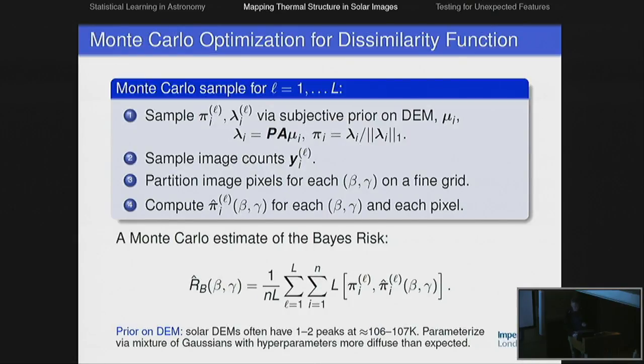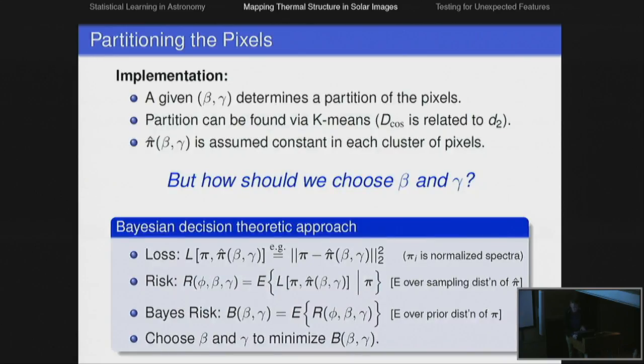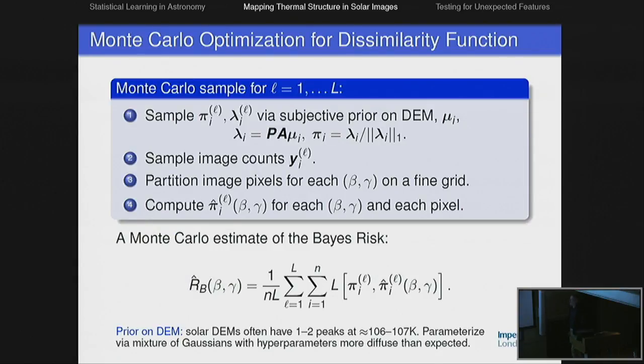Okay, so this tells me the theoretical way to come up with the best beta and gamma. The only thing that's left is I have to be able to approximate or estimate this Bayes risk as a function of beta and gamma. And so I'm going to do that via Monte Carlo.